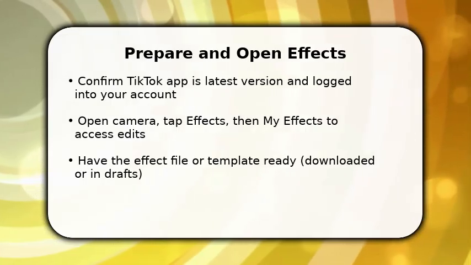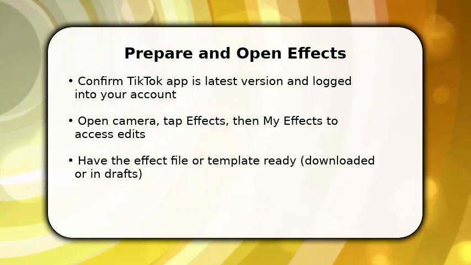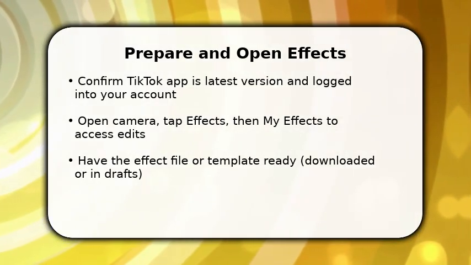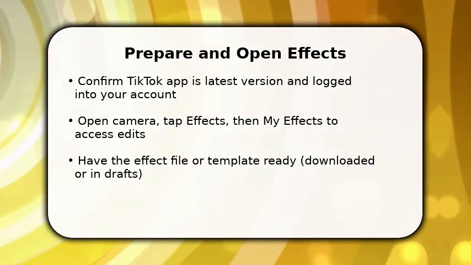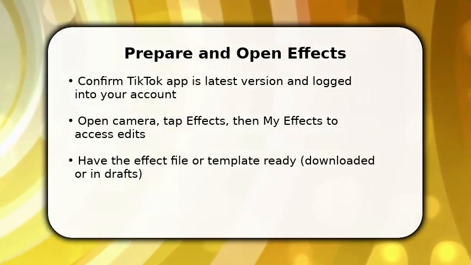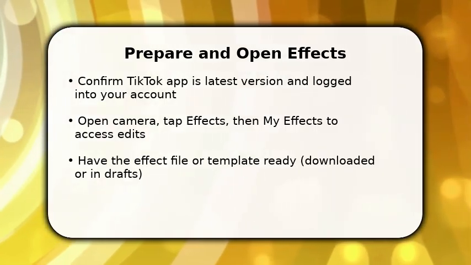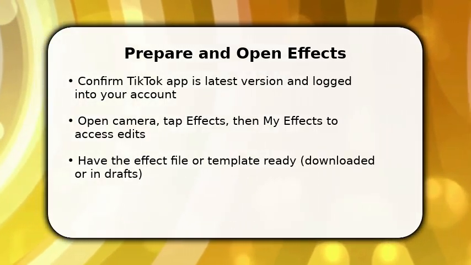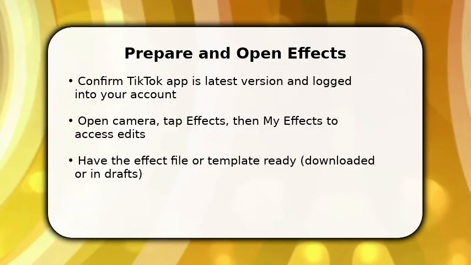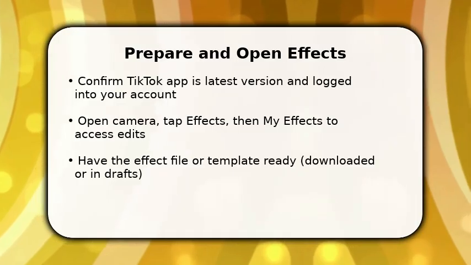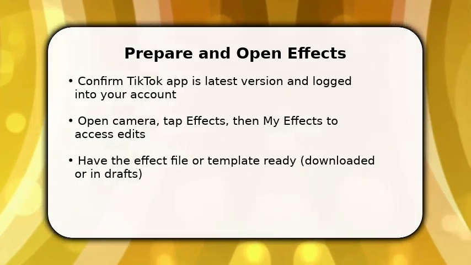You start by making sure the app is updated and you're logged in. This avoids compatibility errors. Open the camera, tap Effects, then choose My Effects so you're directly editing what's available to you. Once done, locate the effect you want to update, either from your downloads, saved templates, or a draft, so you can begin replacing assets and parameters. Doing this immediately saves time and prevents mistakenly editing the wrong effect.